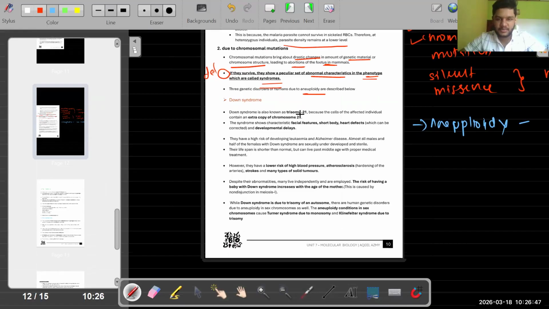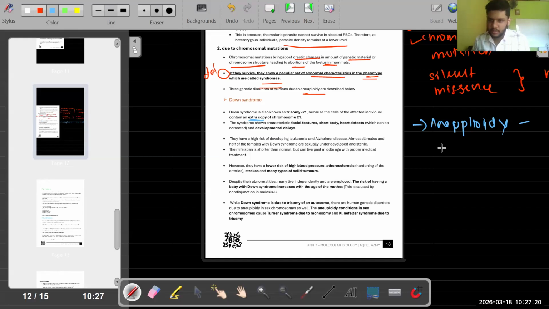Down syndrome is also known as trisomy 21 because cells of the affected individual have an extra copy of chromosome 21. Now, extra copy of chromosome means one plus, or one chromosome more or one chromosome less. What is the condition? More, exactly. So under aneuploidy, we studied two conditions.